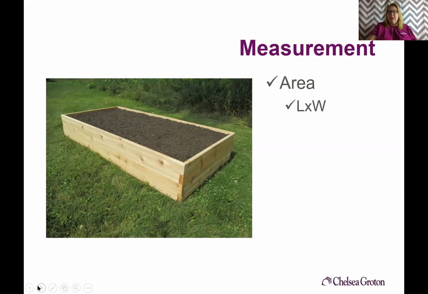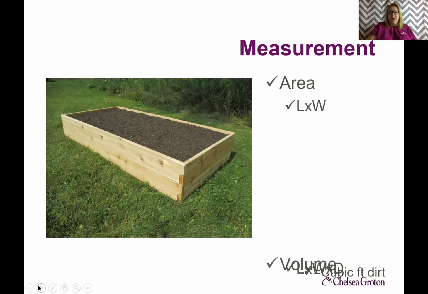So the first thing that they can do is find the area of your space. So area is length times width. So this would be perfect if you're just doing a garden on your property. And so you're just digging in the dirt. You can have them measure the length of it and the width of it, multiply those two numbers together, and that will get you the area of that garden.